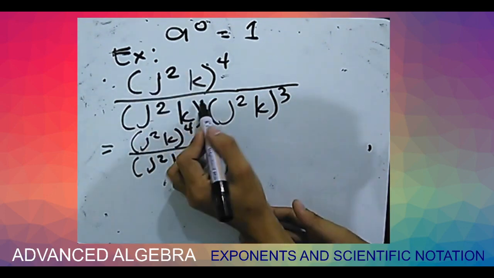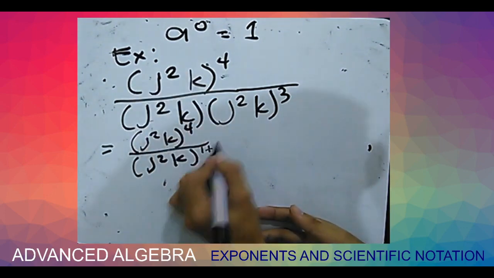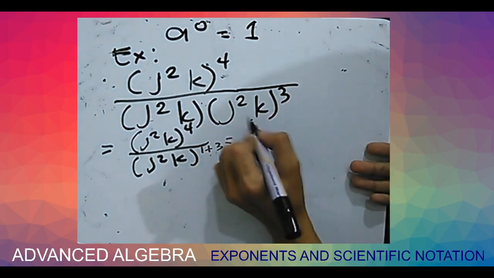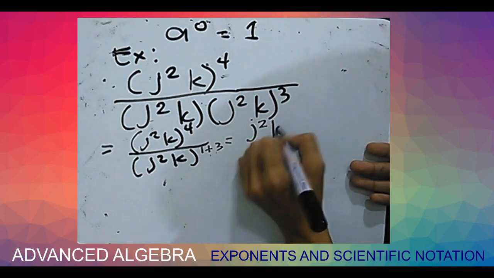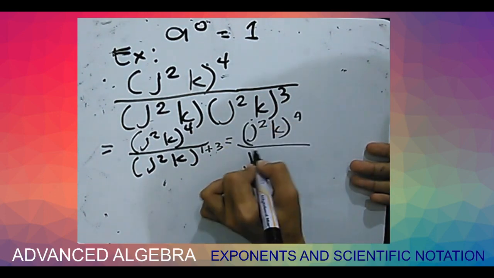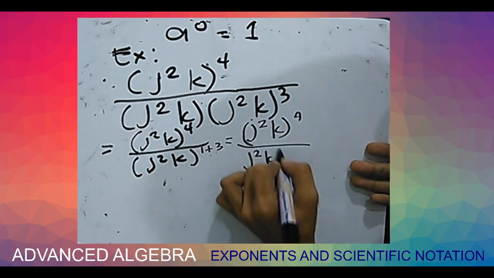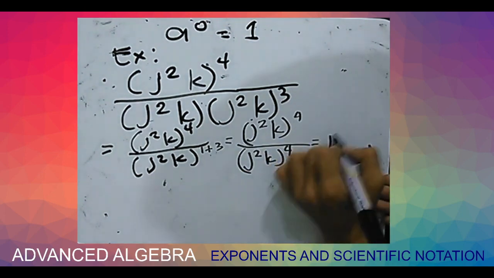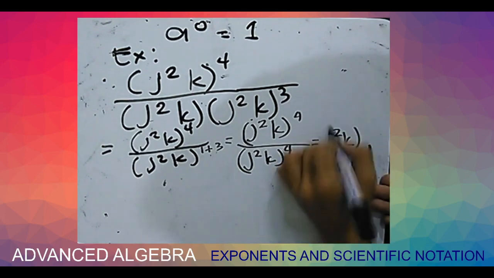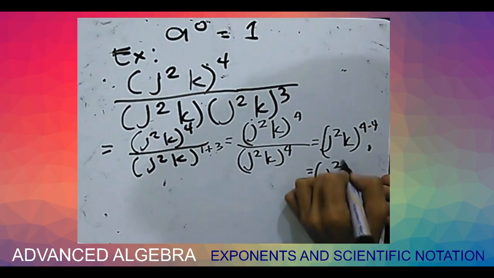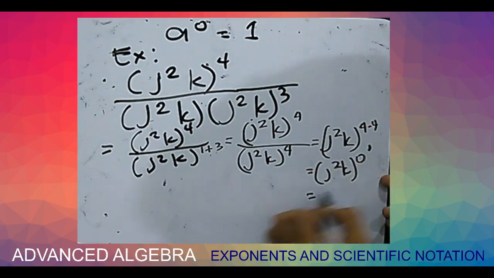So gawin natin, ano exponent nito? 1 plus 3. Okay? So kopyahin na natin. So j squared k to the fourth power over j squared k raised to the fourth power. Then pwede natin pag-minusin yung kanyang exponent. So j squared k, quantity pa rin, tapos 4 minus 4, sagot ay j squared k raised to the 0 power, sagot ay 1.